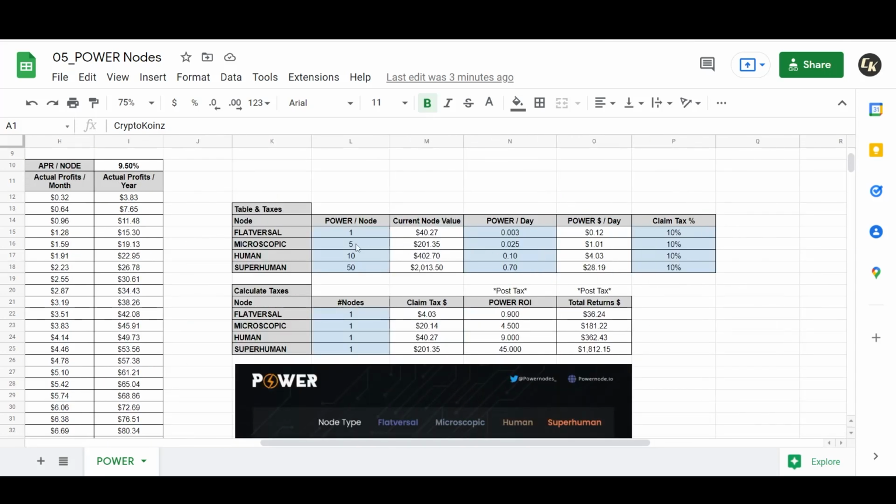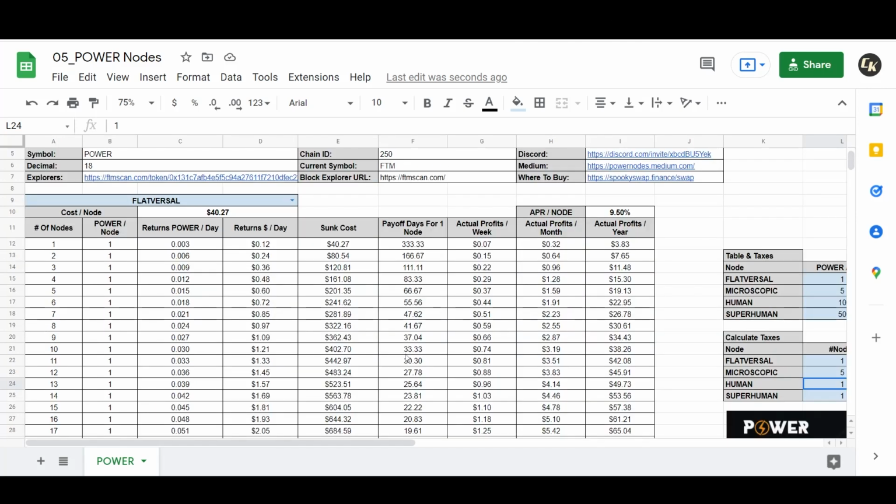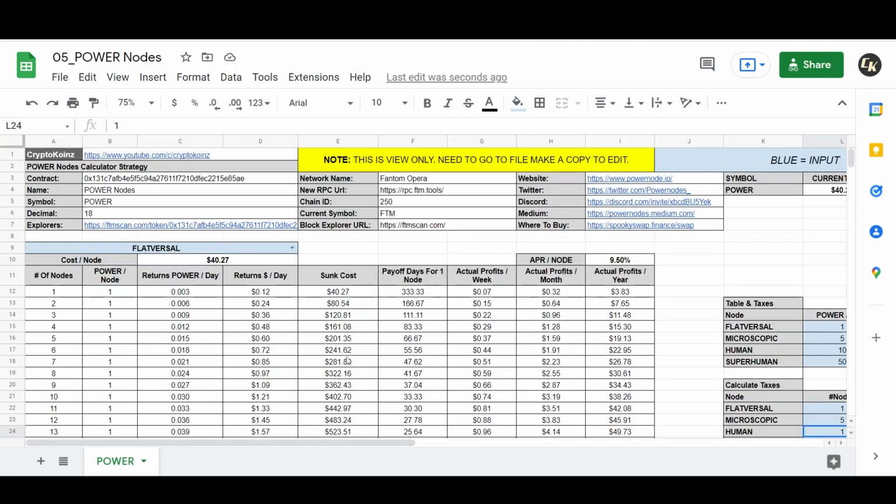You put in your power per node, your power per day, and I also have a claim tax section, where you can input how much it will cost you to claim 5 nodes here, microscopic, and it shows you the breakdown: claim tax, power return on investment post-tax, and total returns post-tax in dollar amount. So it's a very simple calculator, and these are the latest rates. Let's go back here and see how this works.